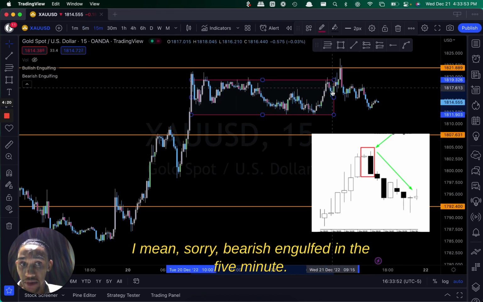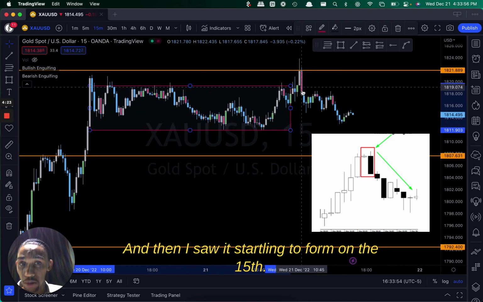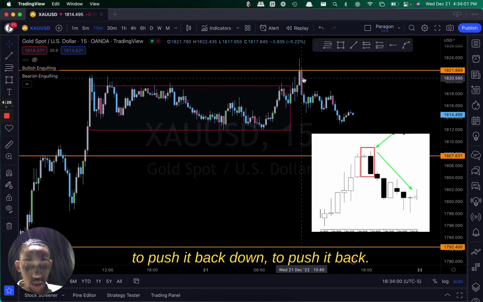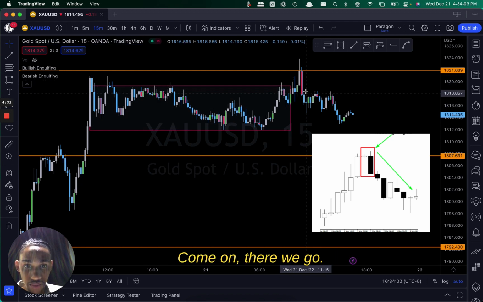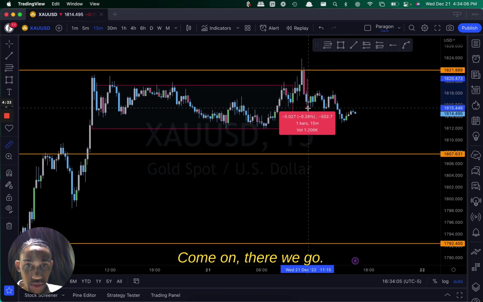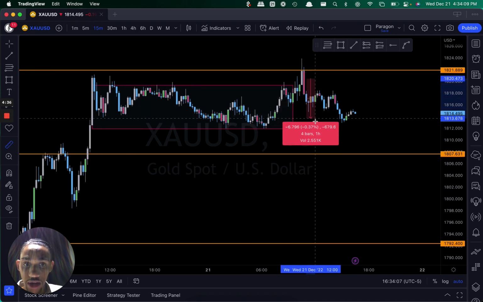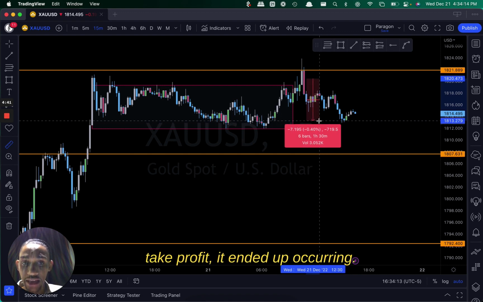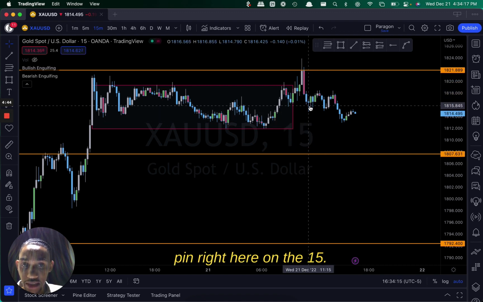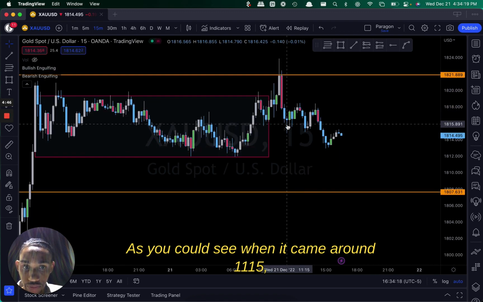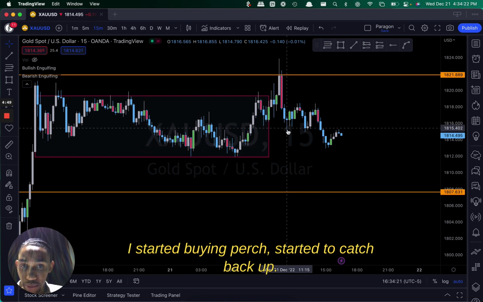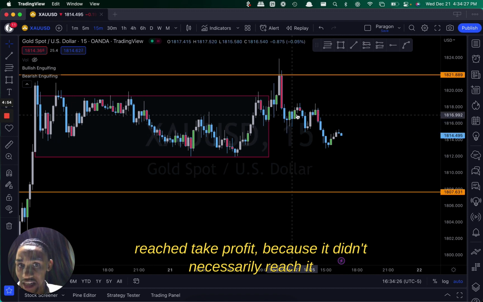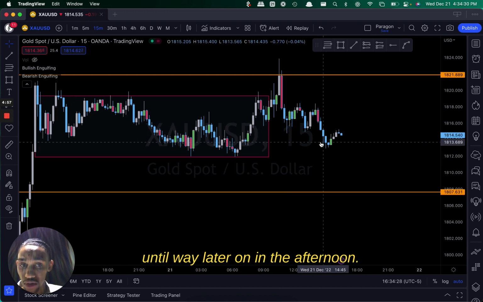Bearish engulfing on the 5 minute. And then I saw it starting to form on the 15. So I was looking to try and catch that short to push it back down to, come on. There we go. Push it back down to here even, as the range to continue to take profit. It ended up occurring, but then we started to see this pin right here on the 15, as you could see, when it came around 11:15, and buying pressure started to catch back up. So I ended up closing that position before it reached take profit, because it didn't necessarily reach it until way later on in the afternoon.